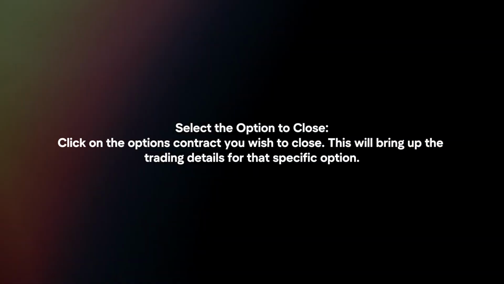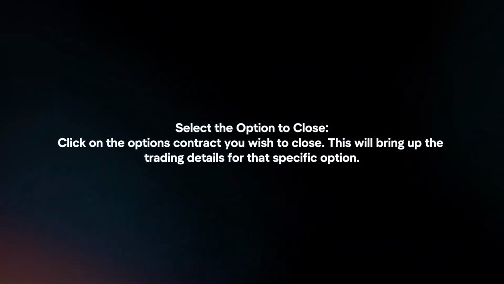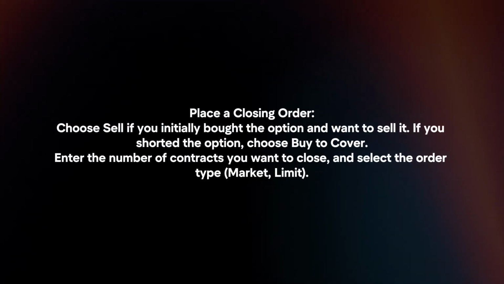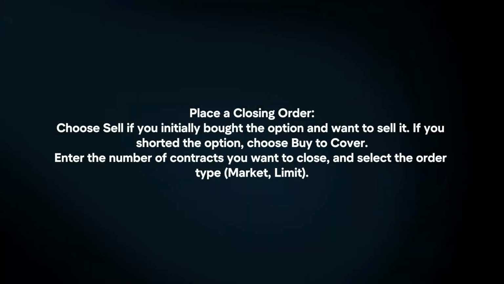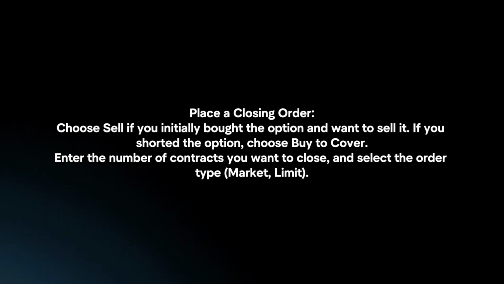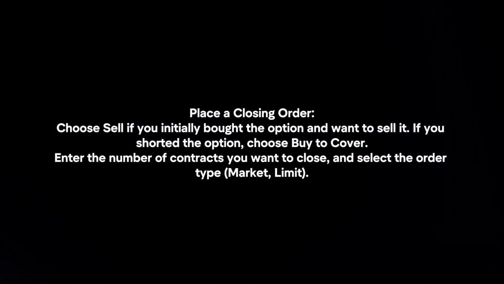Select the option to close. Click on the options contract you wish to close. This will bring up the trading details for that specific option. Place a closing order. Choose sell if you initially bought the option and want to sell it. If you shorted the option, choose buy to cover. Enter the number of contracts you want to close and select the order type.